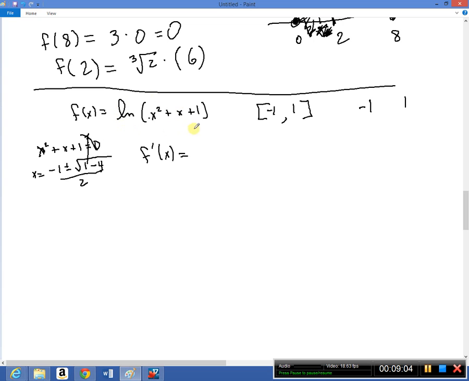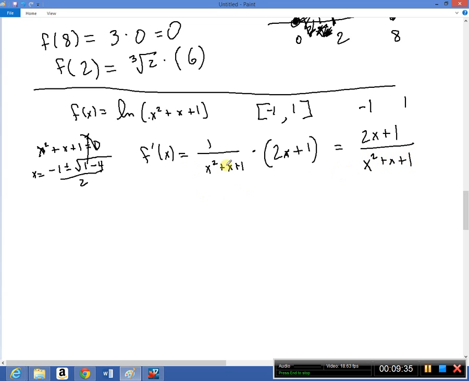So I calculate the derivative of log, and I get 1 over x squared plus x plus 1. That's the derivative of log of something, except that the chain rule comes along and says, wait a minute, multiply by the derivative of what's inside there. So we end up with this factor of 2x plus 1. So this is 2x plus 1 divided by x squared plus x plus 1.